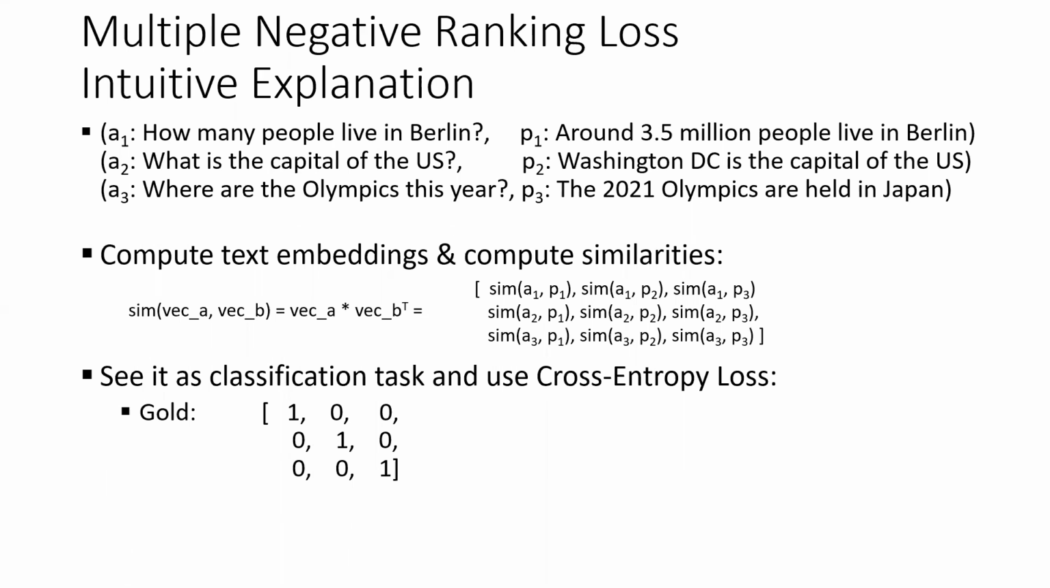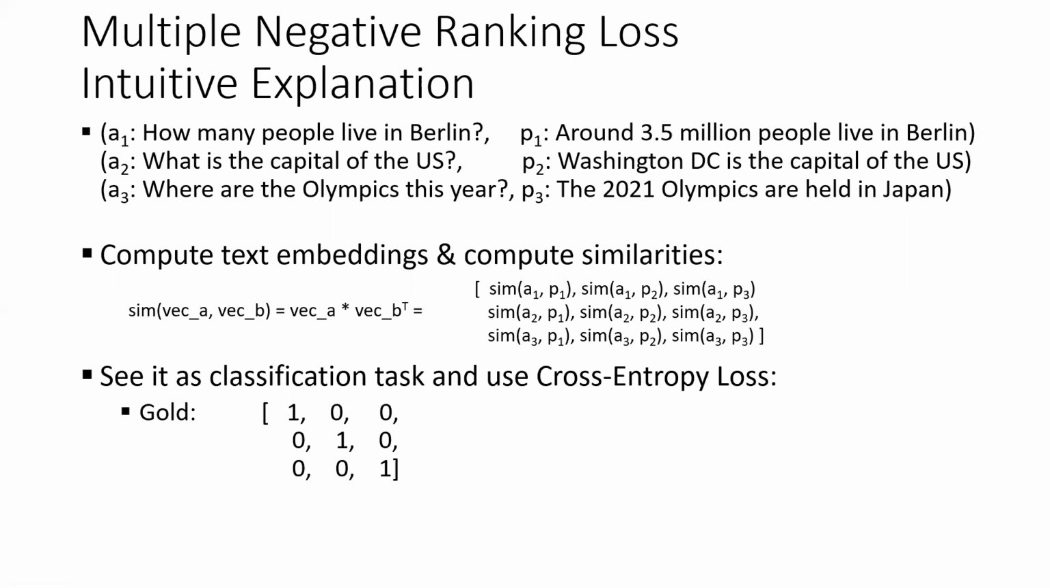So in a mini batch, you have these question and answer pairs. The first question is, for example, how many people live in Berlin? Answer, around 3.5 million people. Second question is, what is the capital of the US? The answer, Washington, D.C. is the capital. And third question, where are the Olympics this year? And then the answer is, the 2021 Olympics are held in Japan.